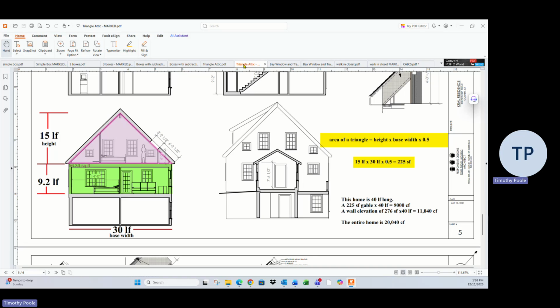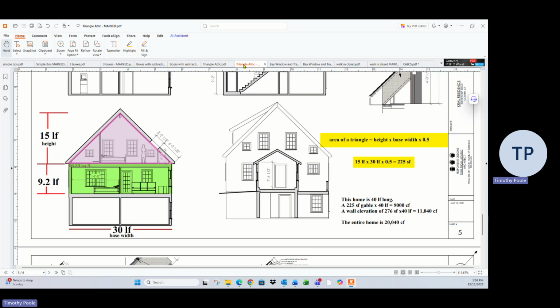By measuring from the attic floor to the ridge, which is the height, and measuring the width of the attic, which is the base, we can determine the area of the gable. This gable is 15 feet high by 30 feet wide. 15 times 30 times 0.5 equals 225 square feet. The lower floor is 9 foot 2 tall by 30 feet wide. That gives us 276 square feet for that wall.